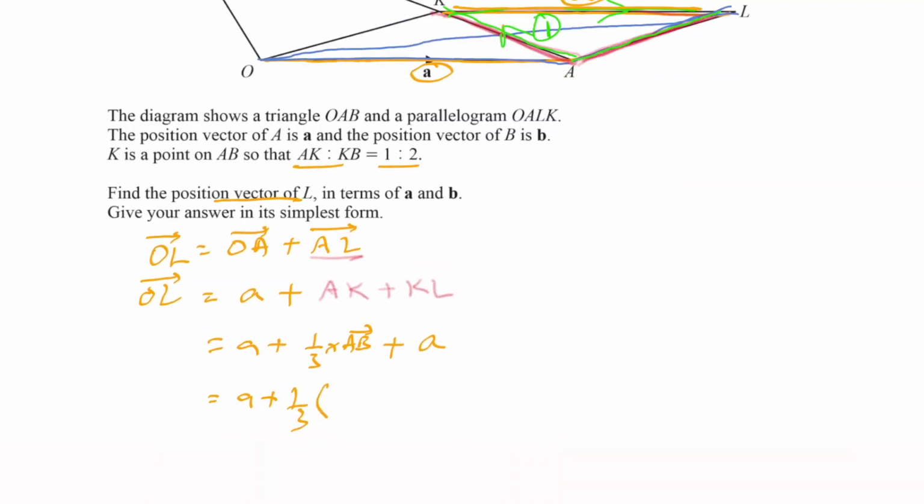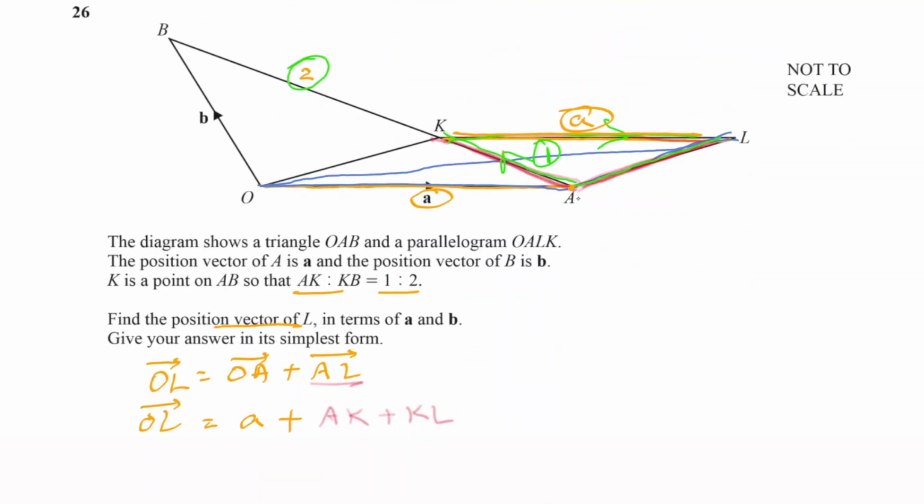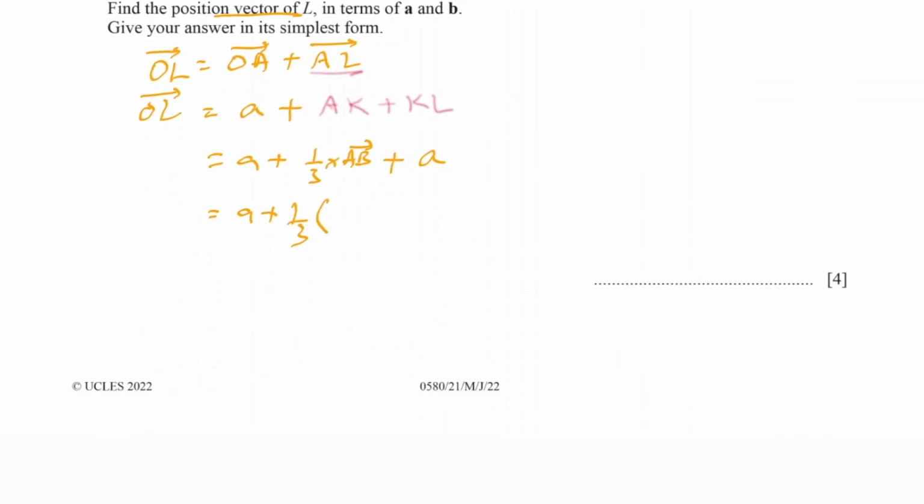So AB is equal to what? If you understand this right, AB will be equal to minus A, because the A goes in this direction. AB will be equal to minus of a and plus of b, correct? So minus of a plus of b, that is AB.